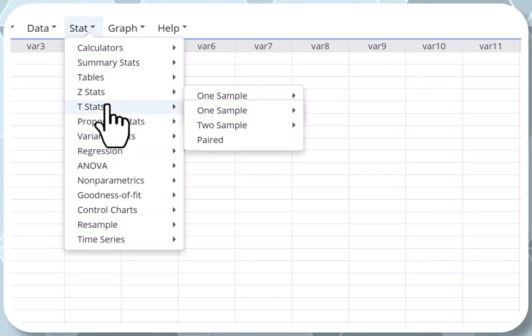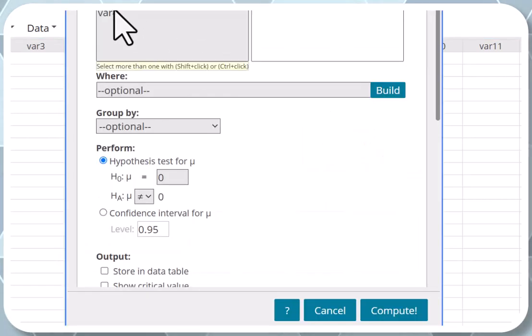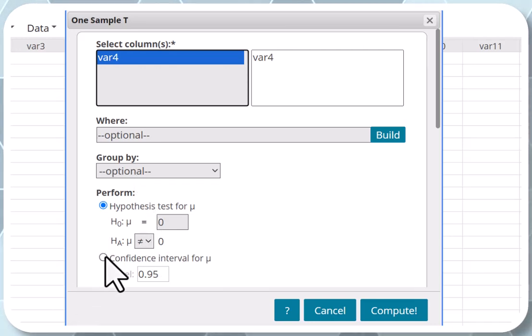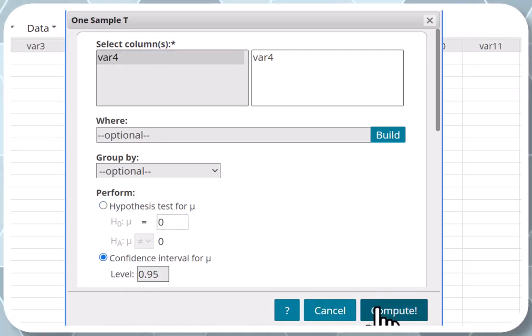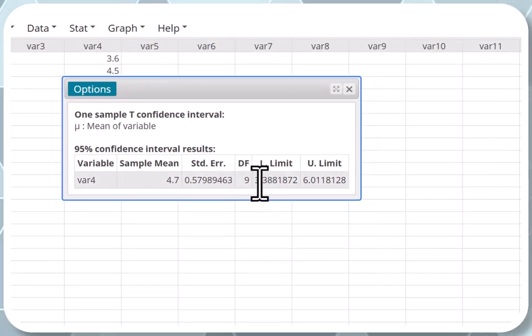Just go to Stat, T Stat. He didn't give me the population standard deviation. Usually when he gives you a raw data set, it's T. One sample with data this time, not with summary. And just select the data. And we want a confidence level of 95%. Compute, that's it. As simple as that. And so the interval for the mean will be between 3.39 and 6.01. The conclusion will be with 95% confidence, we can say that the true mean income per parking meter is between $3.39 and $6.01. Okay, that's how you do it.